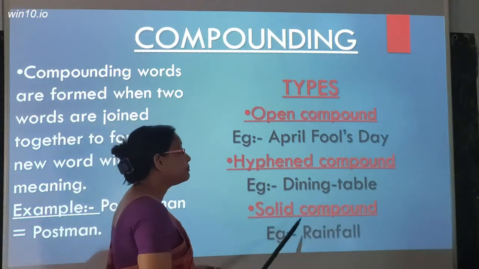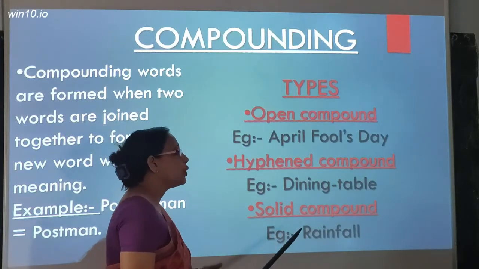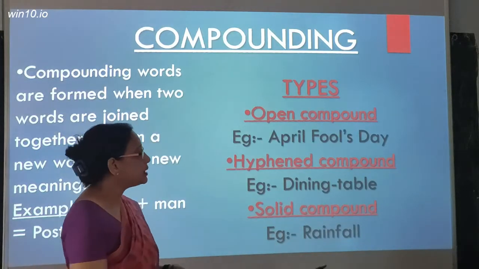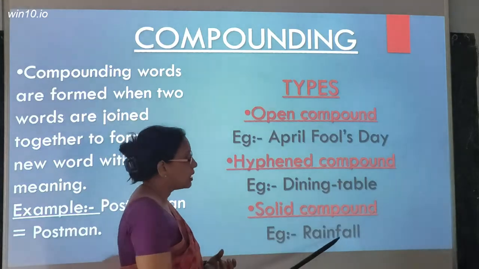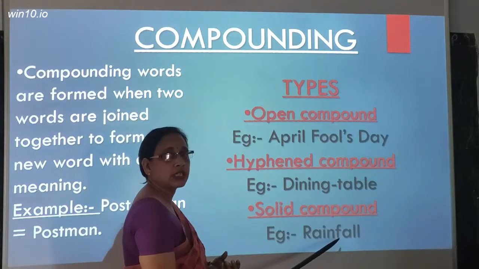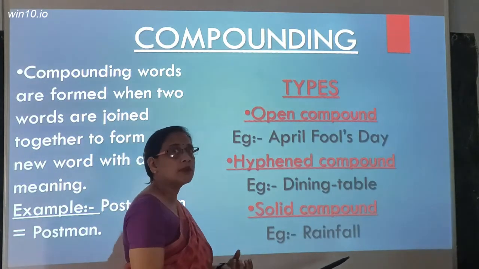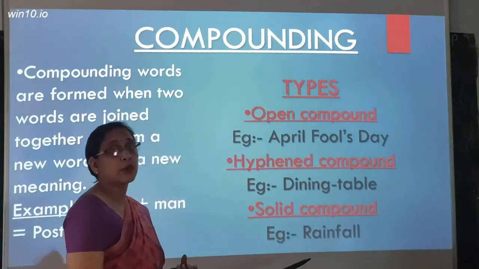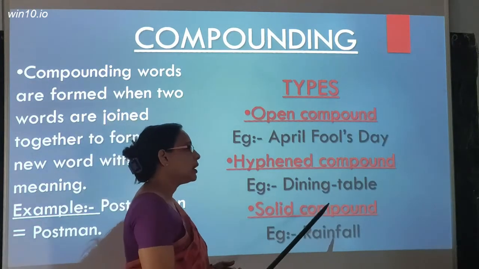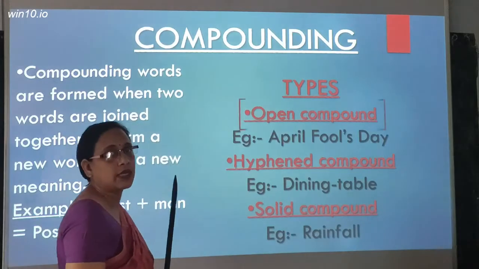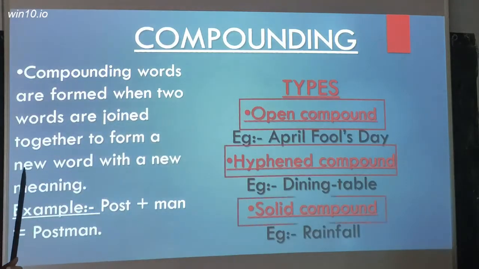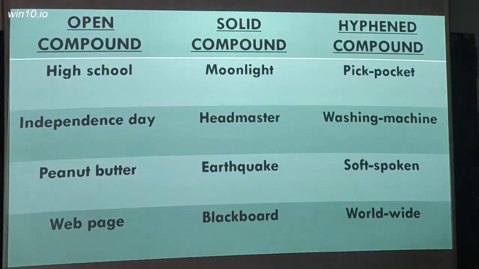And what is solid compound? Solid compounding: when two words join together, but we don't put a hyphen or a space. They are closely joined. So this is "rainfall." Rainfall is a solid compound. Now come to the next question.